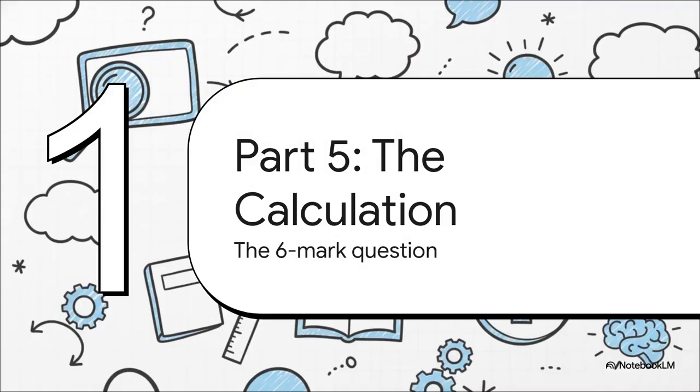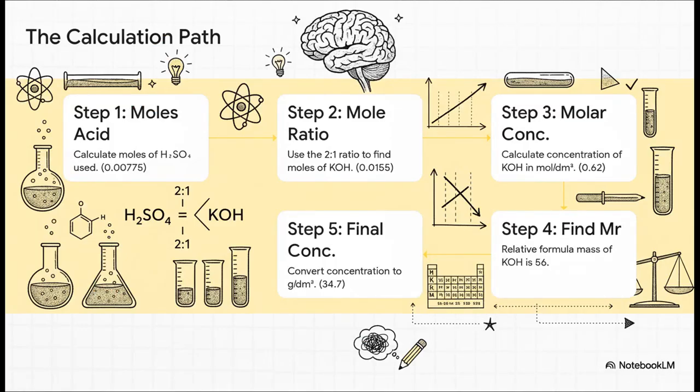And now for the big one, the 6-mark calculation. I know, this is the part that can make people a little nervous, but really, it's just a sequence of logical steps. If you show your working out nice and clearly, you can scoop up marks at every single stage, even if you make a little slip-up somewhere down the line. All right, deep breath. We're going to tackle this one step at a time.